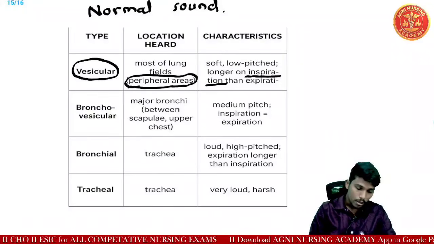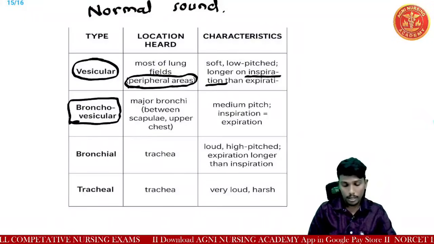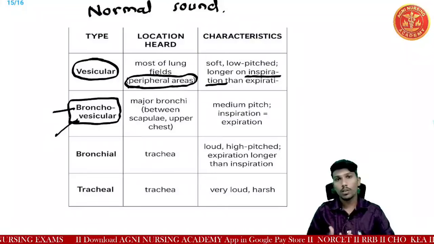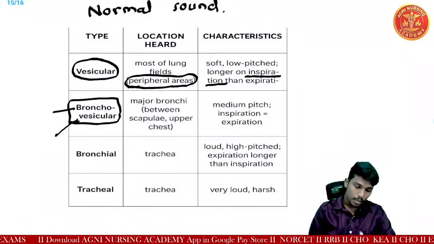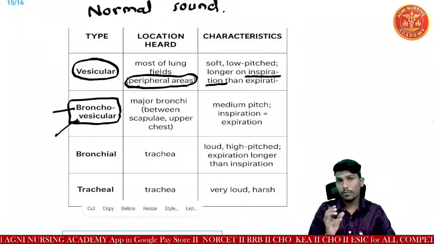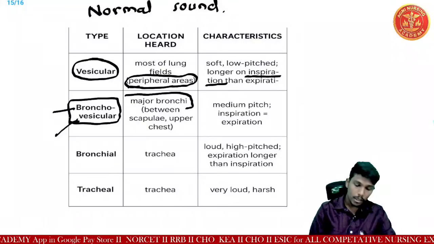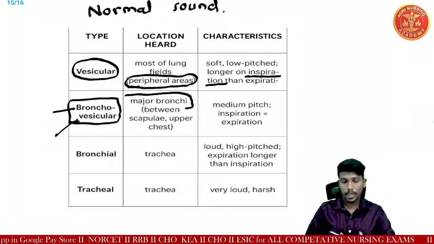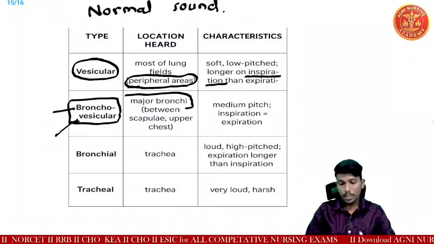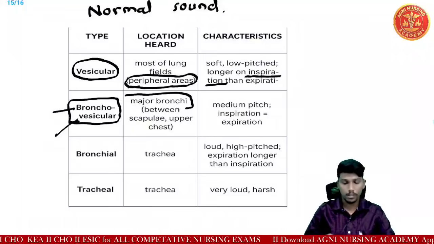Then coming to the bronchovesicular. See, here two words are there, broncho and vesicular. Broncho means bronchus or trachea, then vesicular means lungs. So this sound we can hear in the major bronchi, where the trachea will divide. This is a medium pitch, and we can hear this on the inspiration also and expiration also.